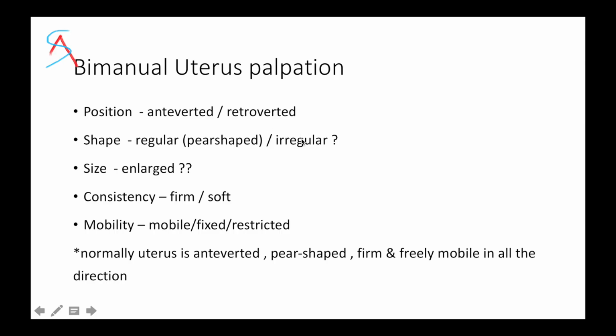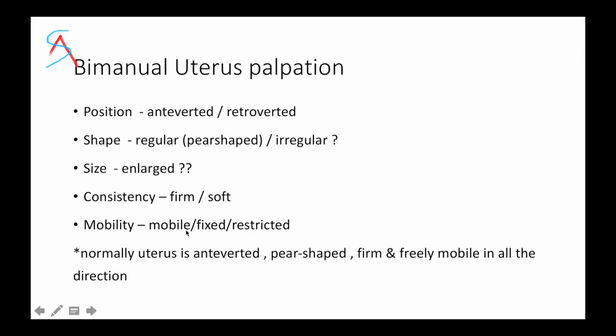The uterus could be enlarged and irregular in case of fibroid. Uterus size could be enlarged in case of pregnancy, adenomyosis, any cystic enlargement with pyometra, or fibroid. Uterus consistency could be soft in case of pregnancy. Uterus would be doughy in consistency in case of hydatidiform mole. It would be firm in case of fibroid, but there could be restricted mobility in case of adenomyosis. Then you have to look for any tenderness. Uterus would generally be tender in case of adenomyosis.